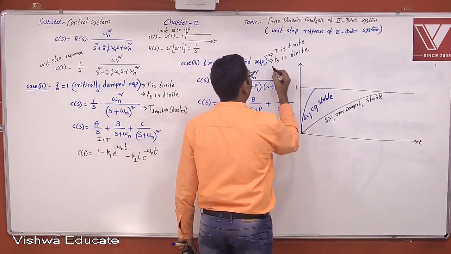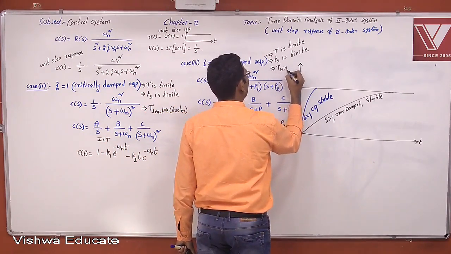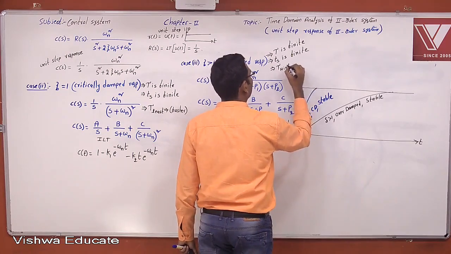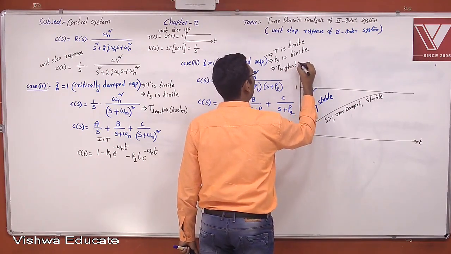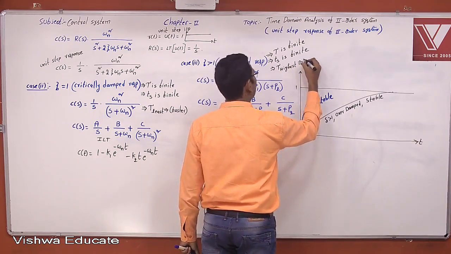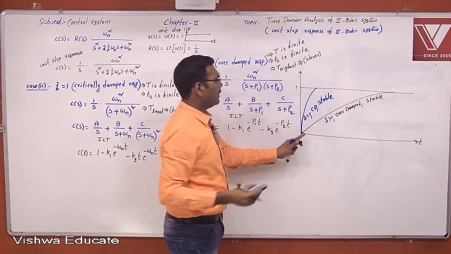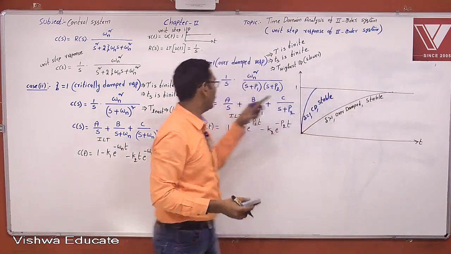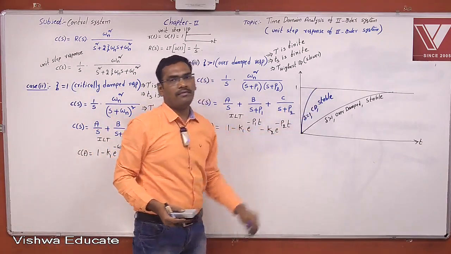Now the overdamped response has the highest time constant. When the time constant is highest, the response is slower, sluggish. That's why the overdamped response will take more time to reach the final value. The critically damped response takes less time to reach the final value.